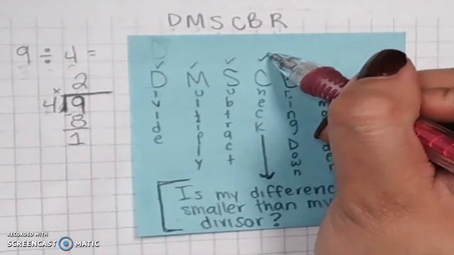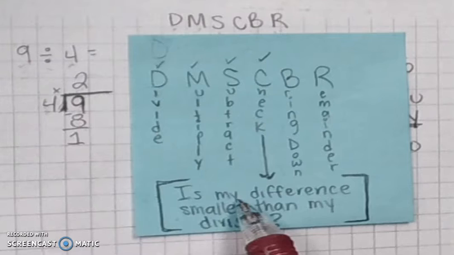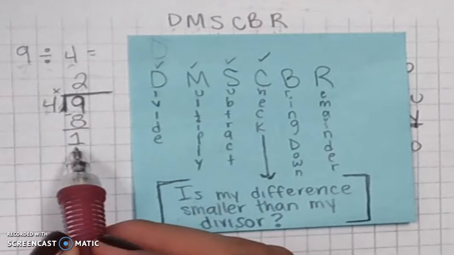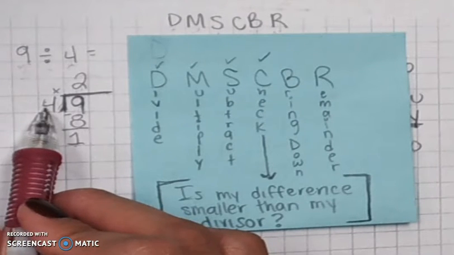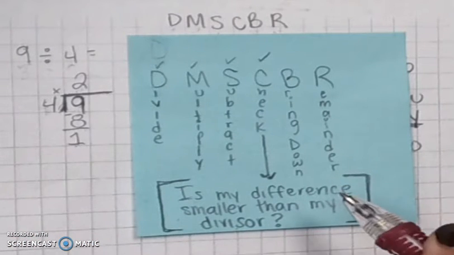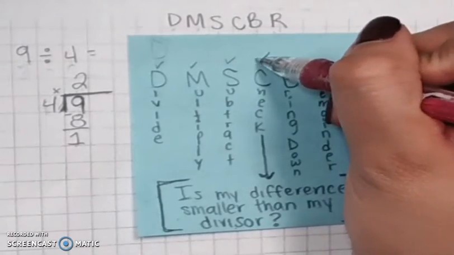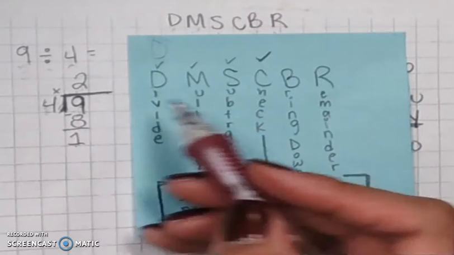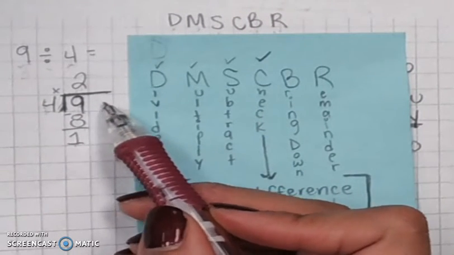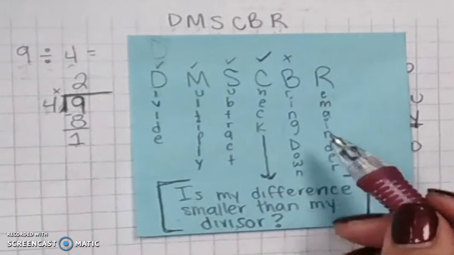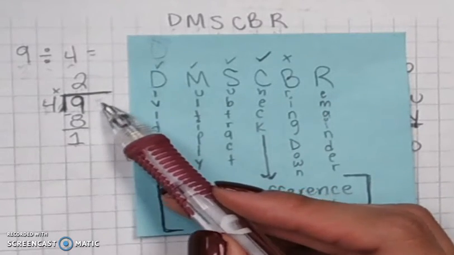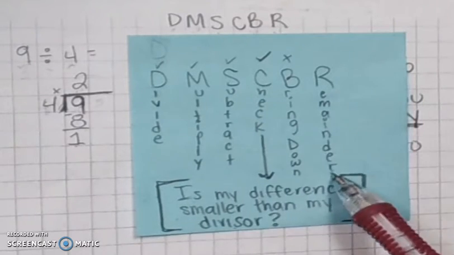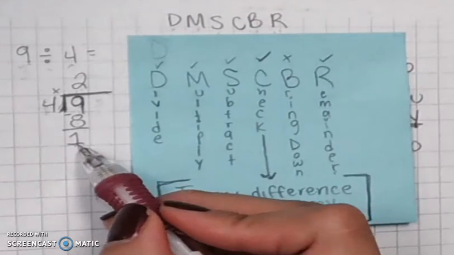Next, I'm going to go to my check, and I'm going to ask myself, is my difference, 1, smaller than my divisor? So is 1 less than 4? My answer is yes, so I can put a check mark here, and now I get to bring down the next digit. However, in this example, there is no next digit, so I'm going to put a little X here, because I can't bring another digit down. So then I now know that I'm going to have a remainder of 1.